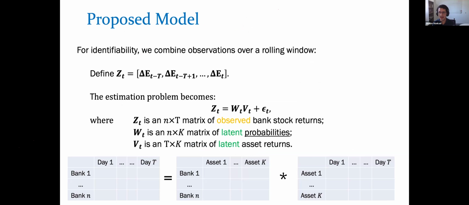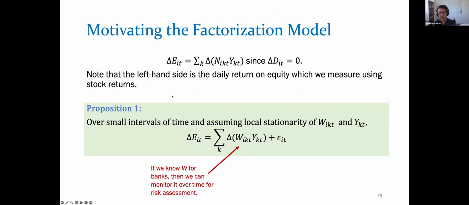Now, to get this to actually be identifiable, let me just go back a little bit. If we observe stock returns on the left-hand side, and we have n banks, let's say, that would only be for a particular day. You have n observations. On the right-hand side, this is an n by k matrix. And then you have the vector y, which you don't know. So you have a lot more parameters on the right-hand side than on the left-hand side.